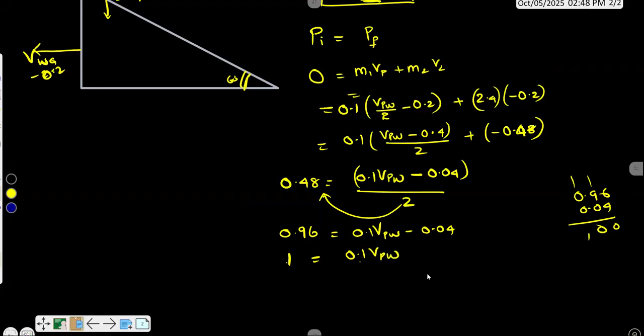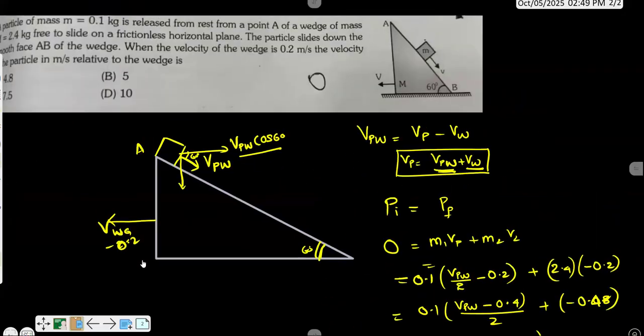If I send this there, that would become velocity of particle with respect to wedge is equal to 10 meter per second. Velocity of particle with respect to wedge is how much? 10 meter per second. This is your answer.